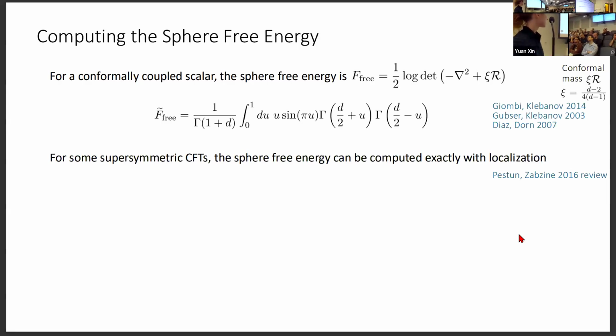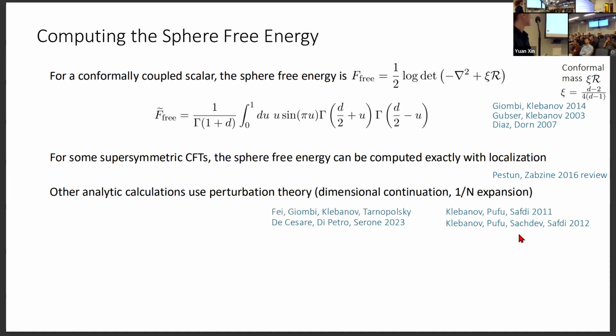Okay, so going beyond the free case, for some supersymmetric CFTs, we can compute this exactly with localization. See in particular Sylvia's chapter in this review. But otherwise, we need to resort to using perturbation theory. So we can use dimensional continuation or the 1 over N expansion. And there's been a lot of work, especially by Lin Fei, Simone, Igor, and Grisha, that reference includes many papers.